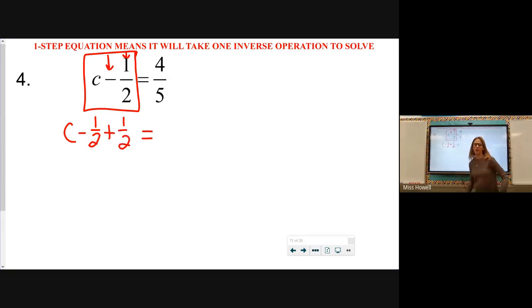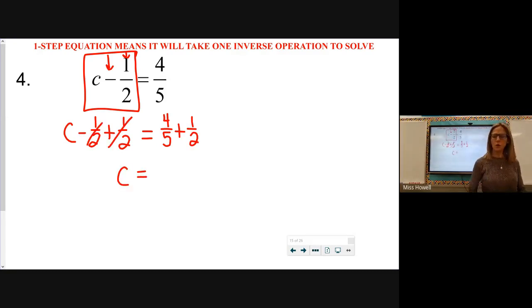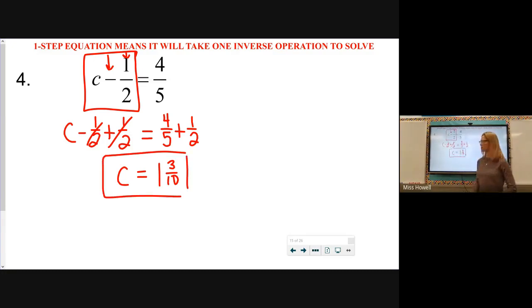All right, what we do to one side, we got to do the other. So over here we have a 4/5, and we're going to also add a 1/2 to it. All right, cancel on the one side, we'll get c by itself, which was our goal, and we'll end up with a 1. All right, do your 4/5 and 1/2, we'll end up with a 1 and 3/10. Good final answer. 2 steps gets us there. 1 for our inverse operation, 1 for our good final answer.